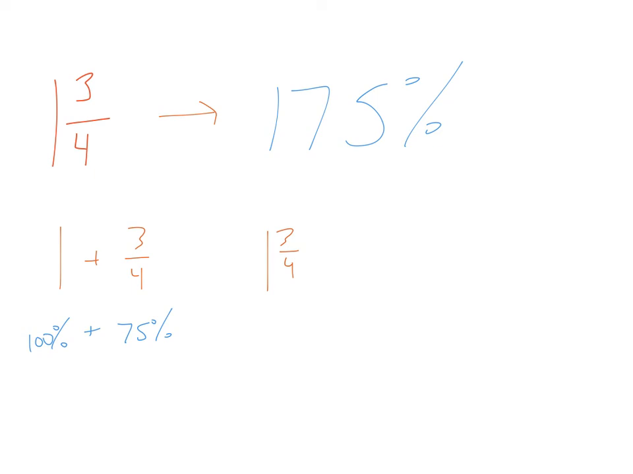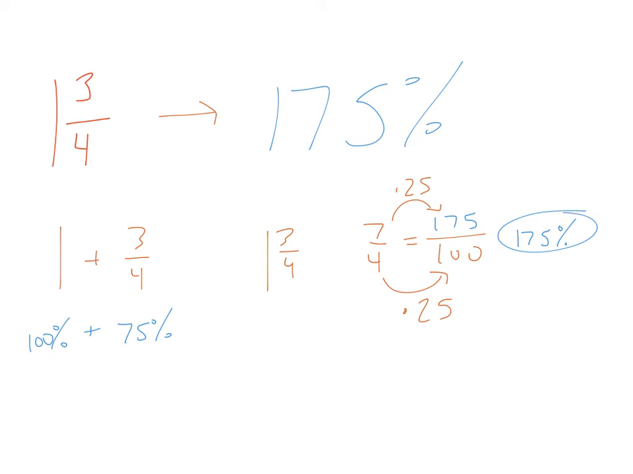The other way you can do it is take your 1 3/4 and turn it into an improper fraction, which would be 4 times 1 plus 3, 7/4, and then say, how do I make that into a percent? Make it over 100, so that's times 25, and then you'd multiply the top by 25 and end up with 175, giving you 175 over 100, so it's 175%. Two different ways of getting the same answer.